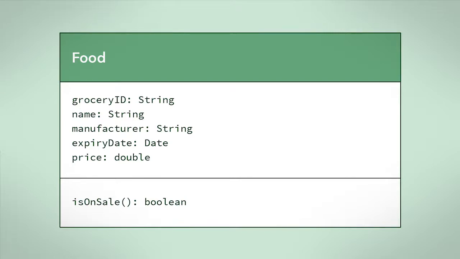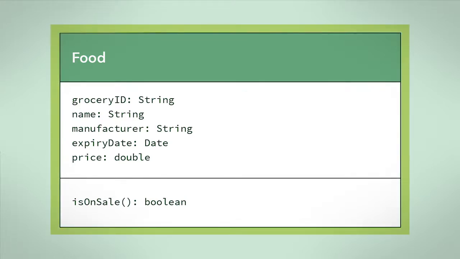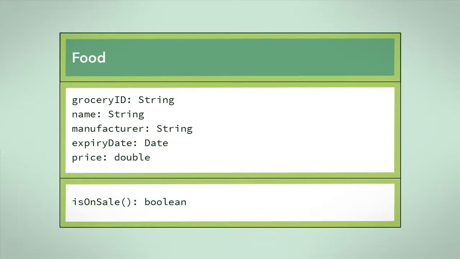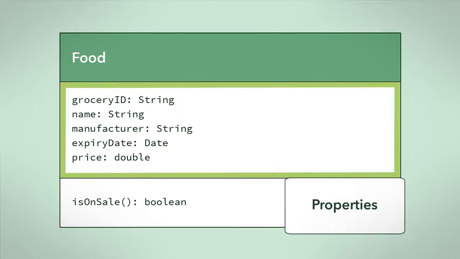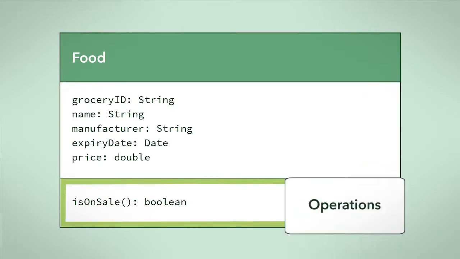This is the class diagram representation of the food class. Each class in the class diagram is represented by a box. Each box is divided in 3 sections, much like a CRC card. The top part is the class name. This would be the same as the class name in your Java class. The middle part is the properties section. This would be equivalent to the member variables in your Java class and defines the attributes of the abstraction. And finally, the bottom part is the operations section, which is equivalent to the methods in your Java class and defines the behaviors of the abstraction.